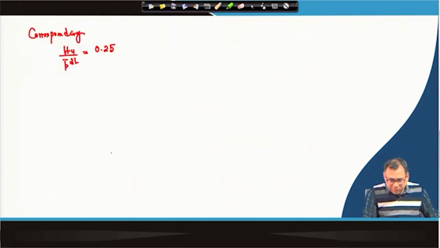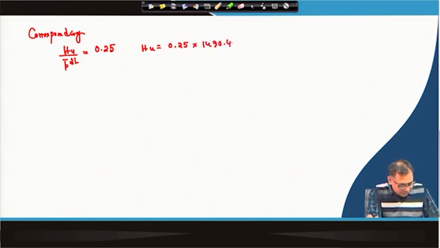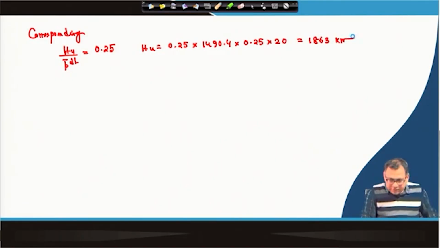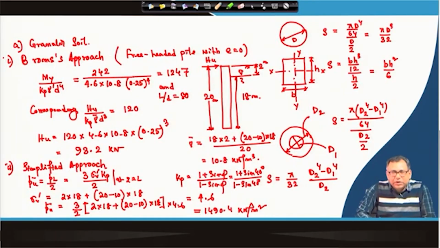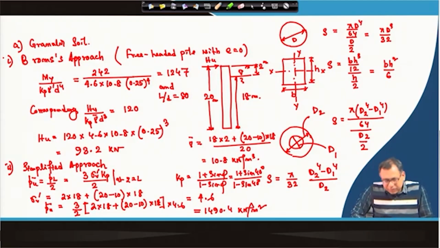So, once we put this value, I will get that Hu is equal to 0.25 and Pu bar is equal to 1490.4, then d is 0.25, L is 20. So, this value is 1863 kilonewton. So, Brom's approach has given a value which is 93.2 kilonewton, but the simplified approach has given a very higher value. So, that is why I would recommend that you use this Brom's approach, because it is giving a lower value, to be on the safer side.